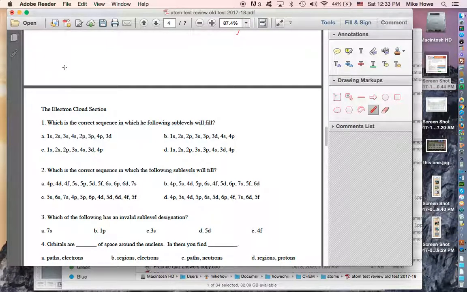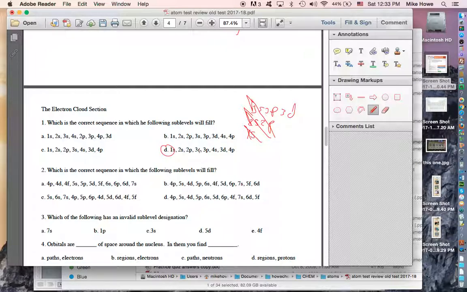The third section of the test is the electron cloud section. You remember the diagonal rule: 1s, 2s, 2p, 3s, 3p, 3d, and so on. Or you can use the periodic table, which will tell you the order. You just pick the right one. So 1s, 2s, 2p, 3s, 3p, 3d. That should be a 4s. The answer here is D.